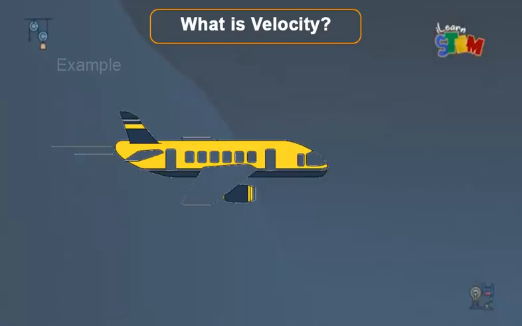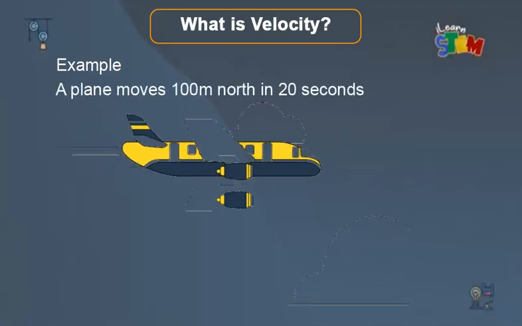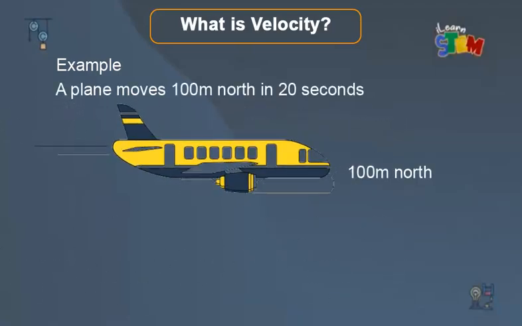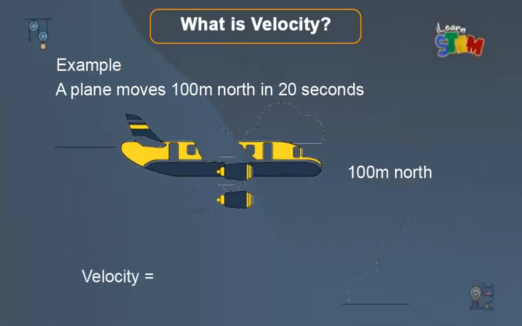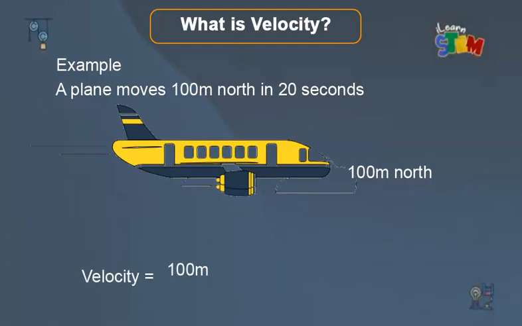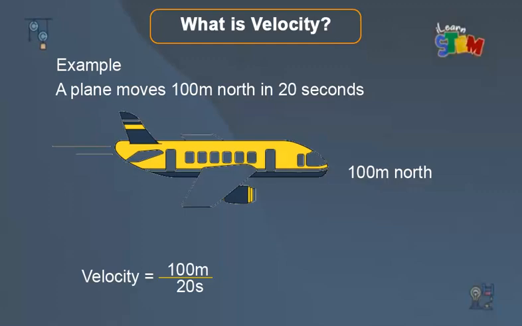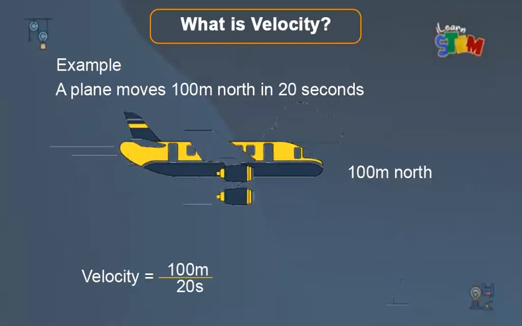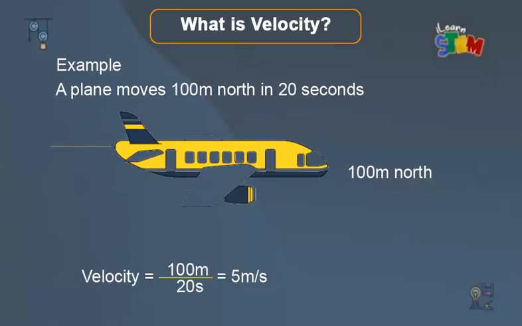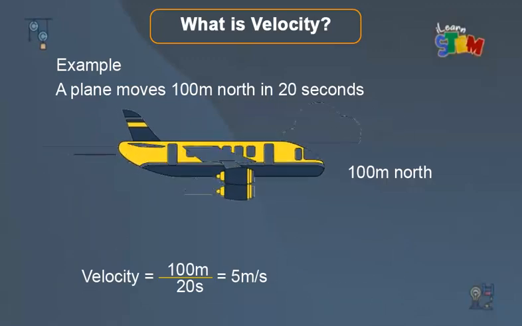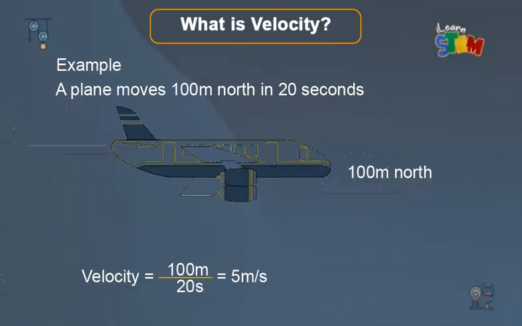For example, a plane moves 100 meters north in 20 seconds. Let's solve this using the formula. Velocity equals 100 meters, which is the displacement, divided by the time, 20 seconds, which gives us 5 meters per second. It's easy. Let's find out about acceleration.